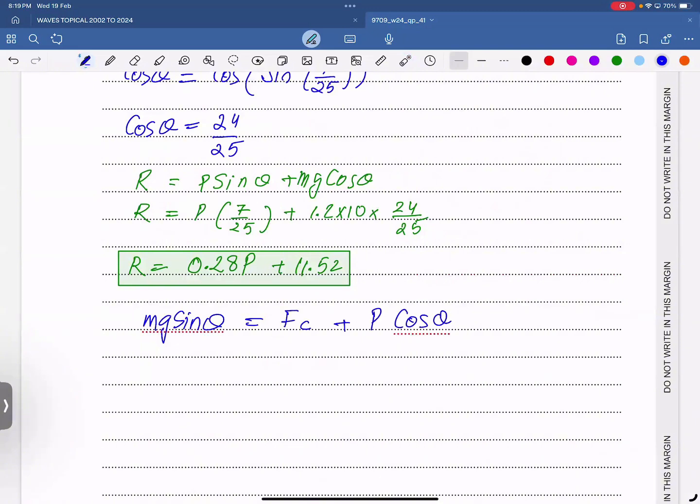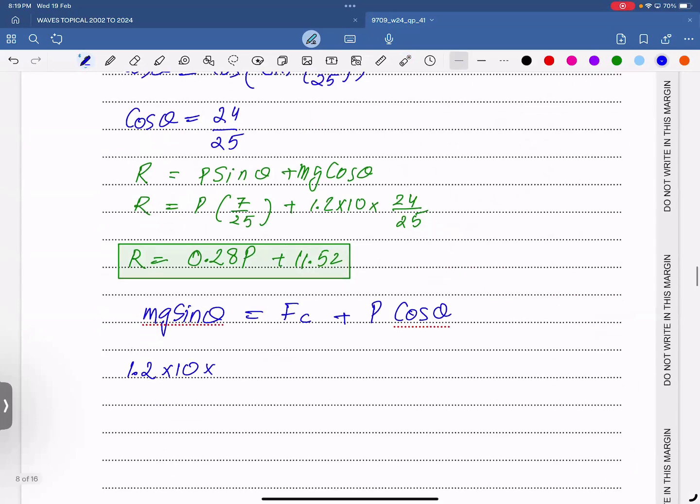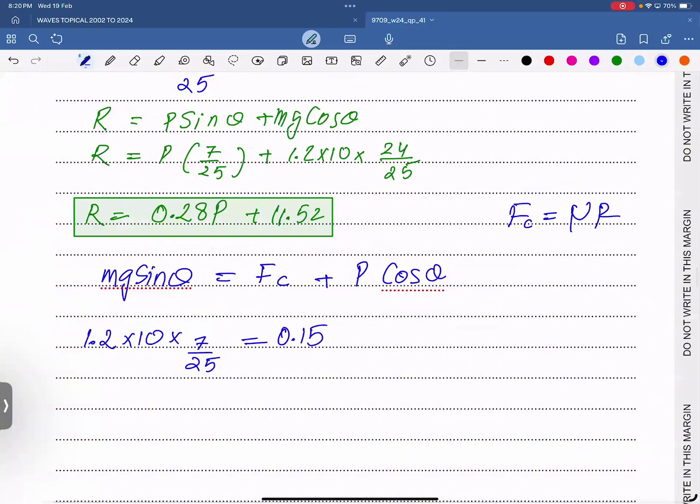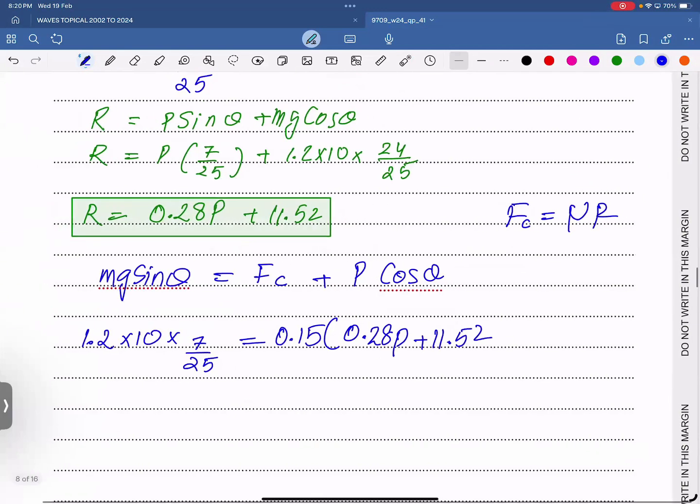Let's put, my dear students, mg: 1.2 times 10 times sine theta, which is 7/25. Fc is mu R. Fc is what? Mu into R. Mu they gave us 0.15. R I will take from the upper part. This one I will substitute here: 0.28P plus 11.52. Do shift solve, my dear. Plus P cosine theta is 24/25, my dear students. So you solve this equation.